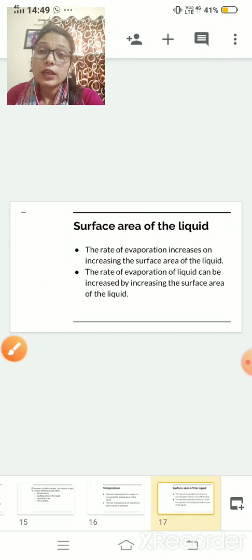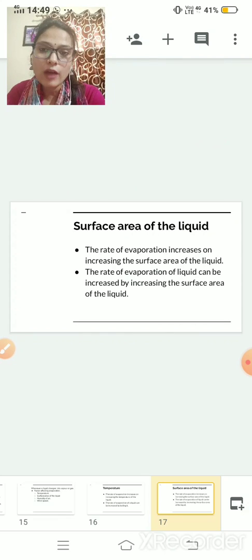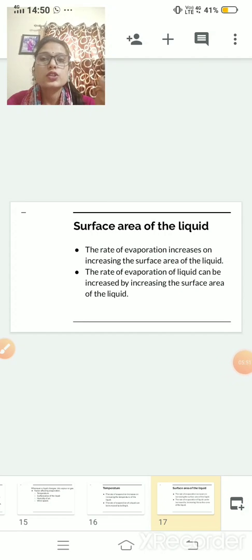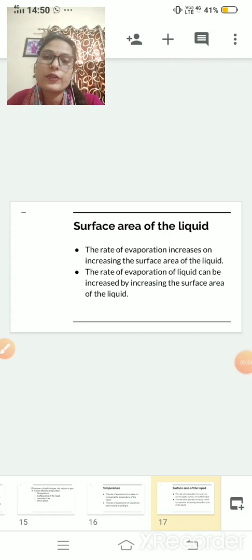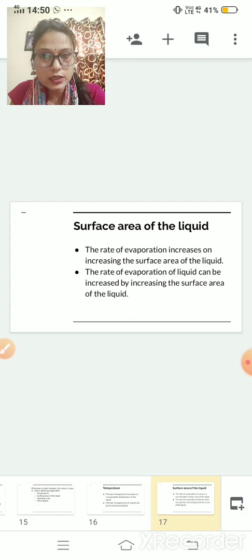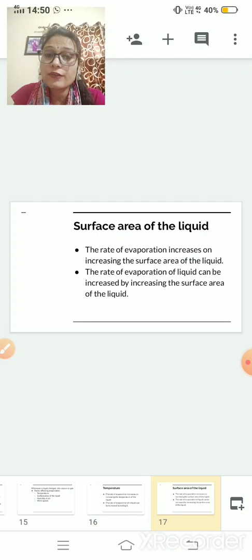So if you want to increase the rate of the evaporation process, what do you have to do? You have to increase the surface area. If you increase the surface area, what will happen? The rate of evaporation will increase. So you can say that the rate of evaporation increases on increasing the surface area. Clear? Now come to the next point. The rate of evaporation of liquid can be increased by increasing the surface area of liquid.